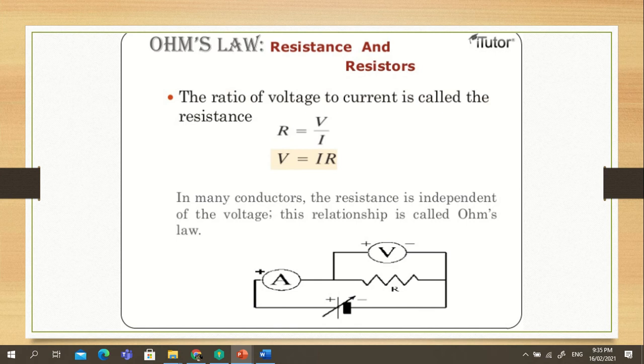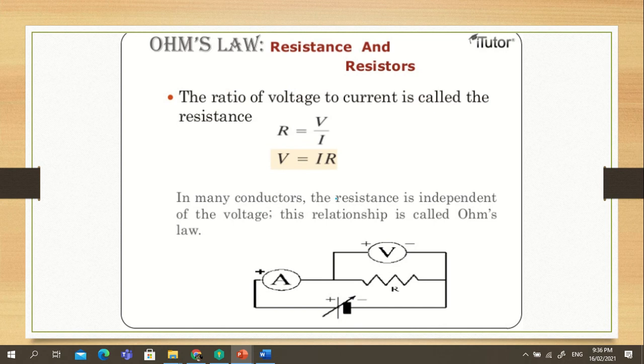Okay, so we have resistance and resistors. The ratio of voltage to current is called the resistance. So we have R equal to V divided by I. It means if you have 1 volt of electromotive force divided by 1 ampere of current, then you will have a resistance of 1 ohm. Mathematically, when you use your algebra, you multiply both sides by I, so we get V equal to IR. Voltage is just the product of the current and the resistance.